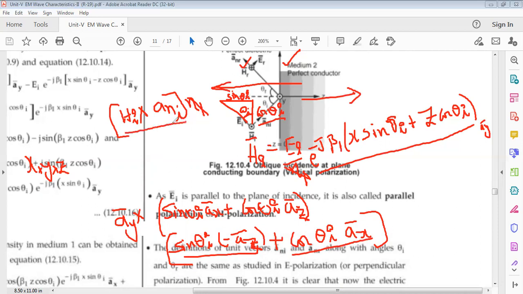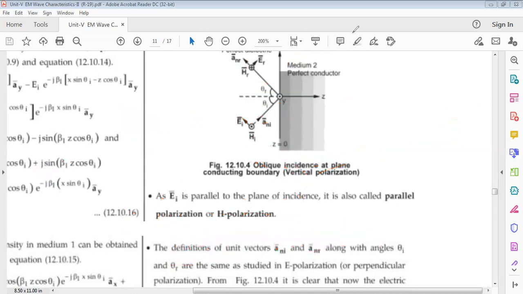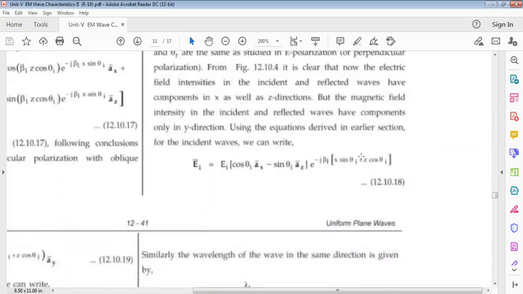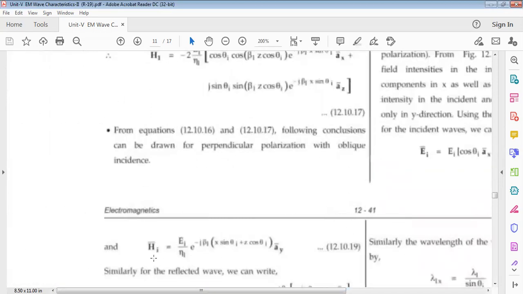If there is any confusion, whether we get H_i cross a_ni or a_ni cross H_i, to avoid that confusion, draw a right angle triangle here and directly write the expression and multiply the coefficient. Sin theta into minus a_z bar, cos theta into a_x bar. Got it, my students? So now we got H_i, and E_i in vertical polarization. In vertical polarization, we got E_i is equal to, and H_i is equal to.